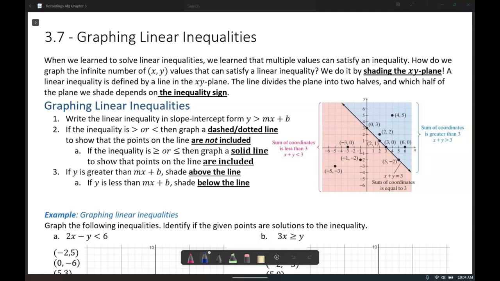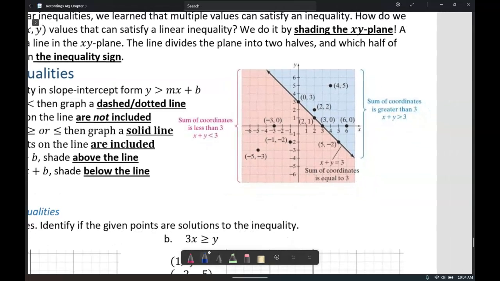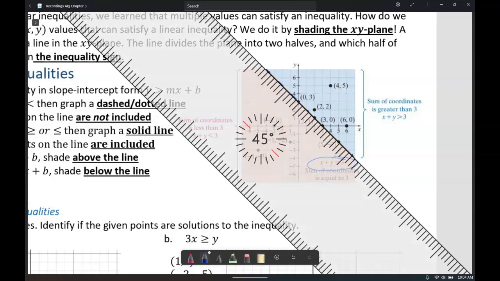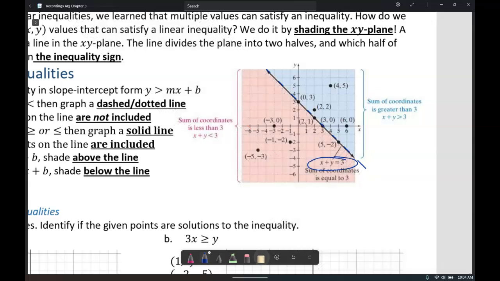If y is greater than mx plus b, or greater than or equal to, we shade above the line. If y is less than or equal to mx plus b, we shade below the line. And you can see here a chart that shows some solutions. Our boundary line is x plus y equals 3. And if we have these two inequalities that are shown, we would use a dotted line to indicate the boundary.